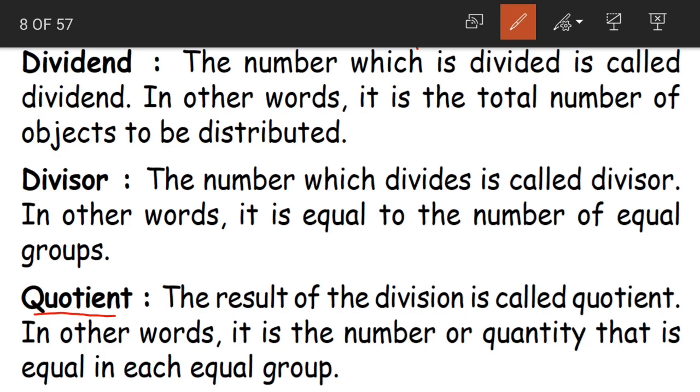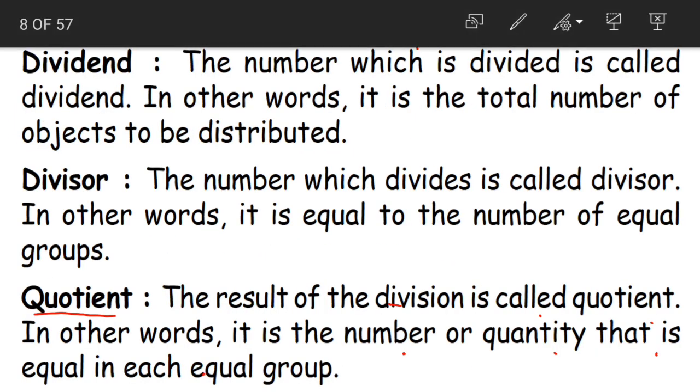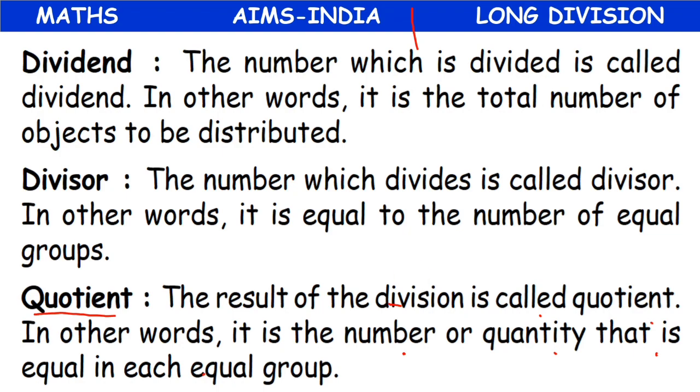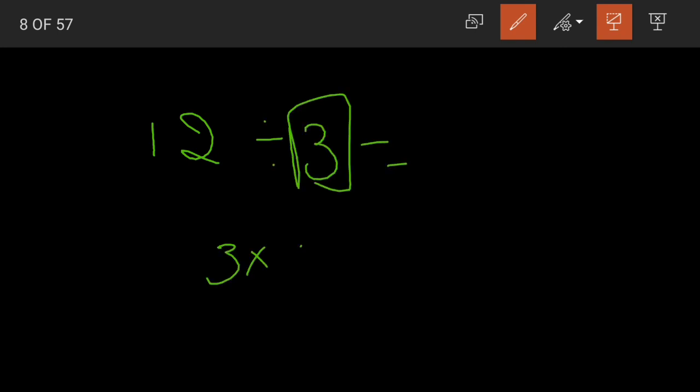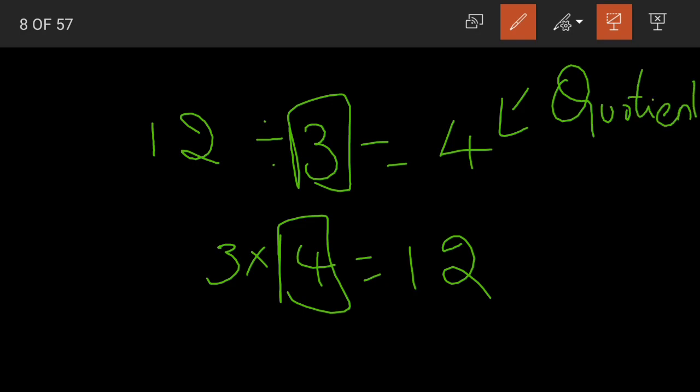Coming to the third term, quotient. The result of division is called the quotient. In other words, it is a number or quantity that is equal in each group. Children, what is the quotient now? It is the result of the division. That means the answer that we get when we divide two numbers is called the quotient. See, 12 divided by 3. If you look at the 3 table, 3 fours are 12. So this 4 here is our answer. It is our quotient.